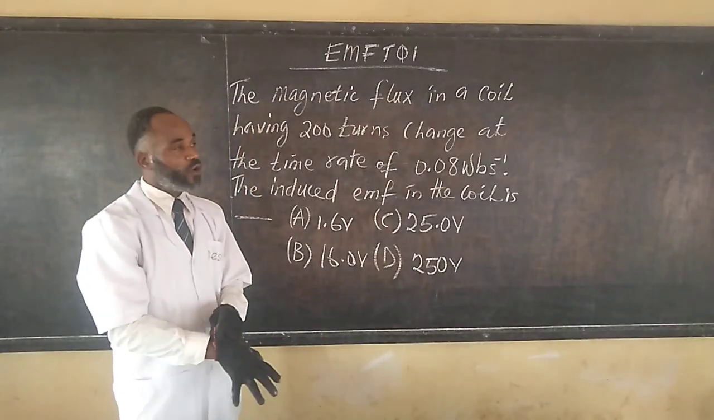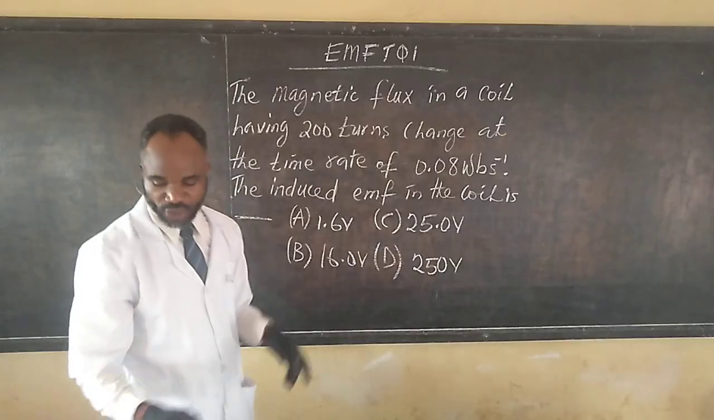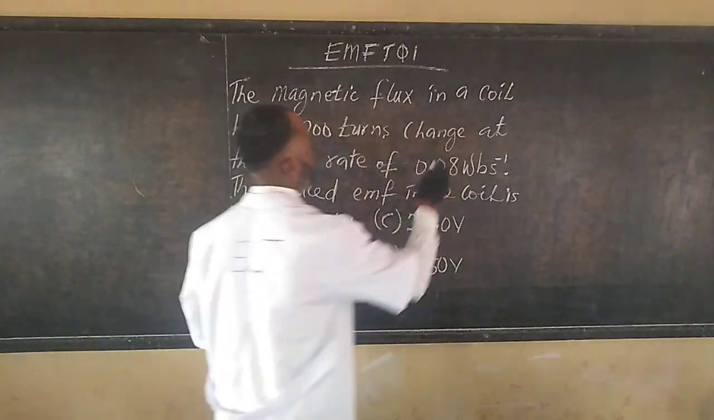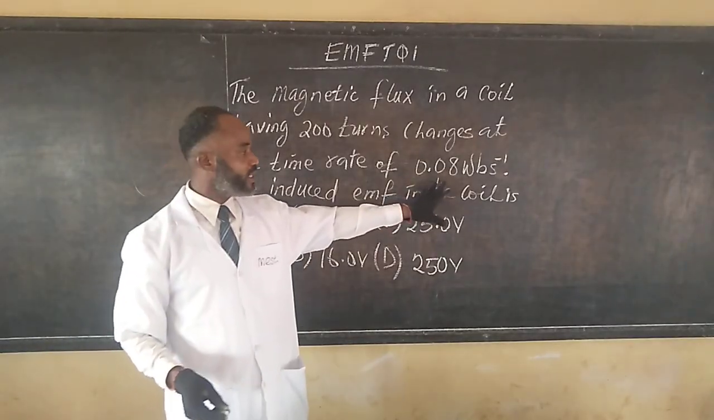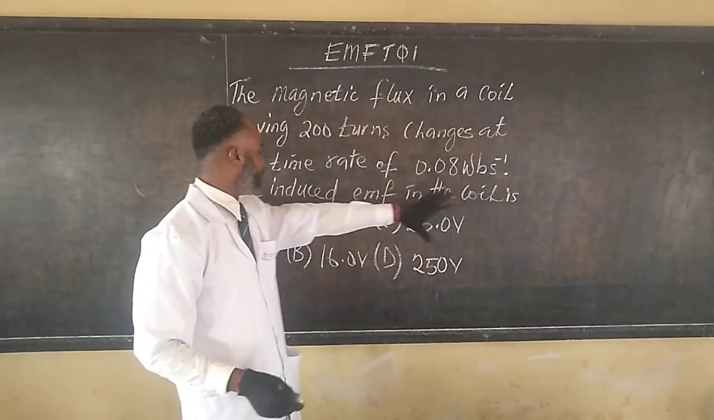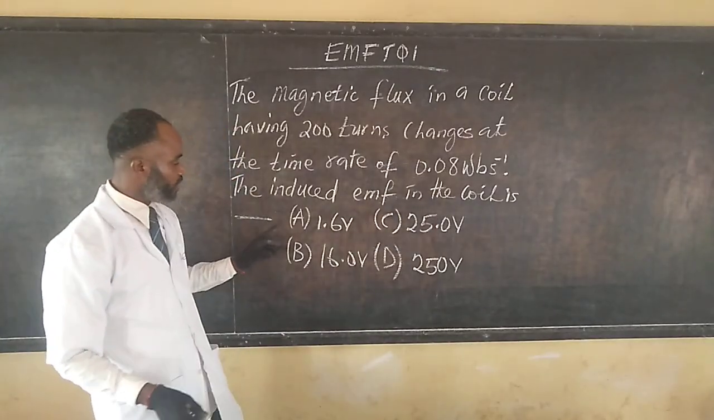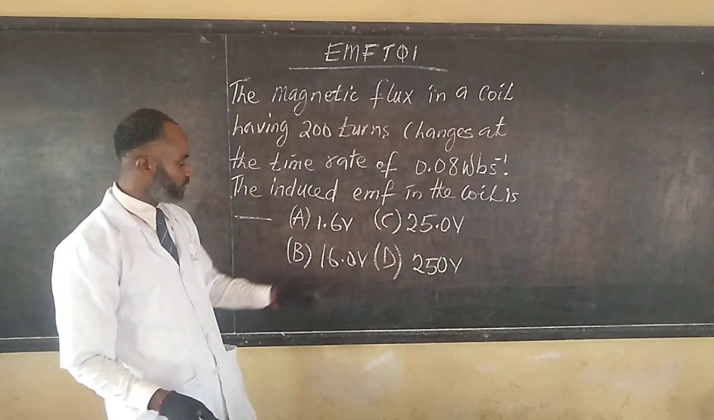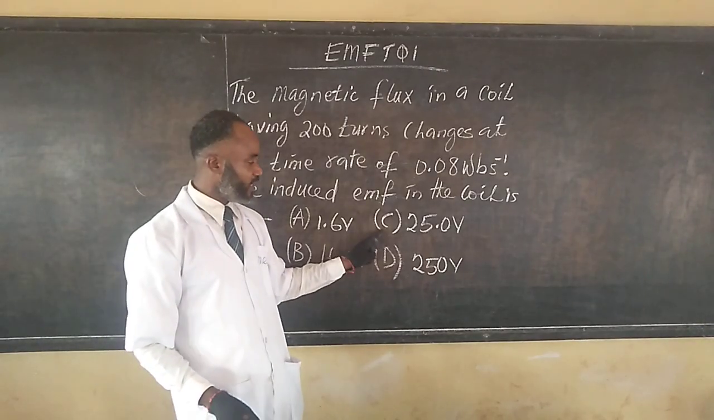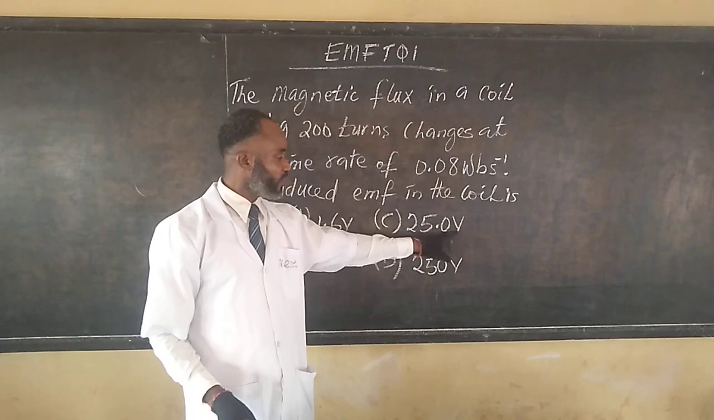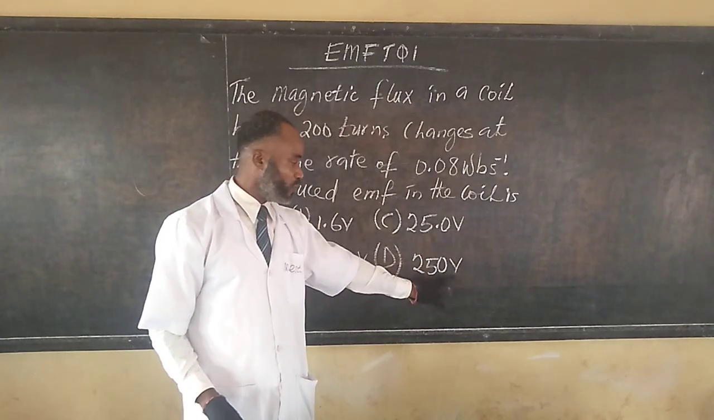The magnetic flux in a coil having 200 turns changes at the time rate of 0.08 Weber per second. The induced EMF in the coil is dash. Option A, 1.6 volts. Option B, 16.0 volts. Option C, 25.0 volts. And option D, 250 volts.